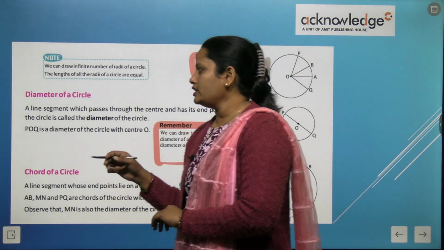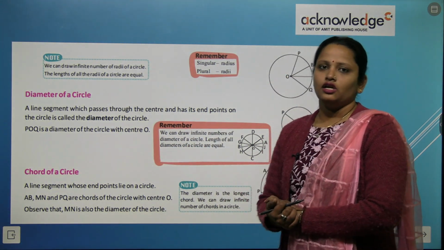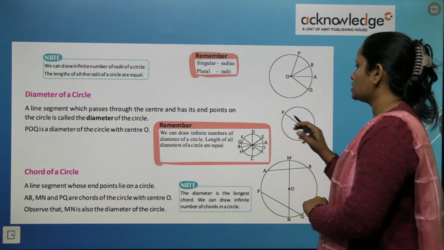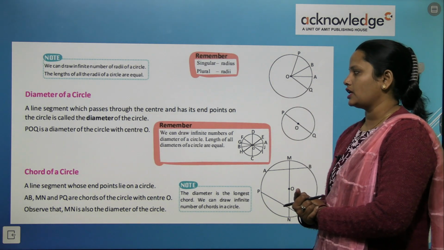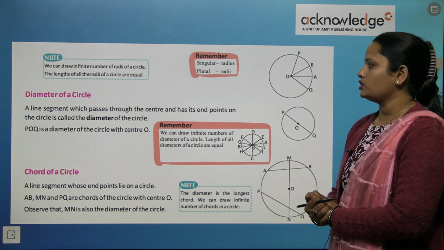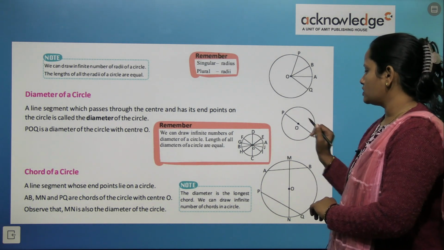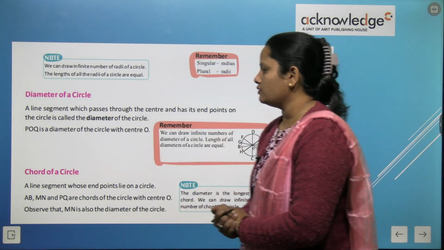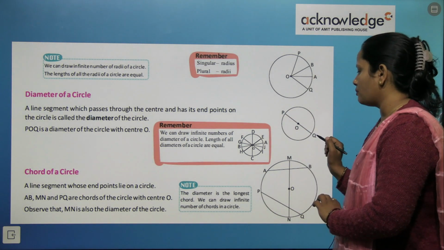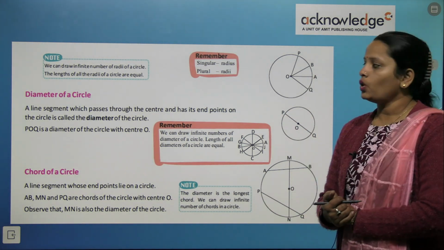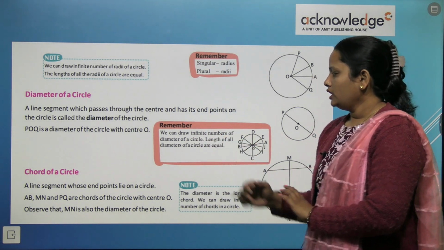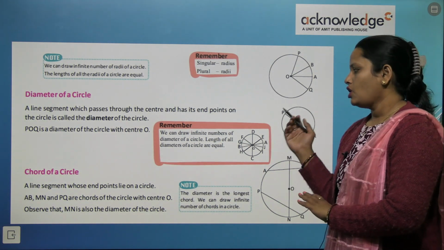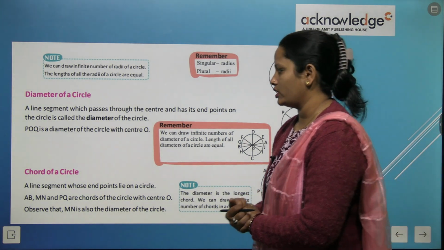Next comes the diameter of the circle. Diameter क्या है? A line segment which passes through the center. वो line segment जो बीच से pass हो रहा है, circle के एकदम बीच से जो divide करता है, उस line segment को हम diameter कहते हैं. And has its end point on the circle. और उसका जो end point है वो circle को touch करना चाहिए. POQ is the diameter of the circle with center. यहाँ पे POQ जो है ये diameter है और जिसका center क्या है? O. We can draw infinite number of diameters of a circle. Infinite diameters भी बना सकते हैं और सबकी जो length है वो same होगी.